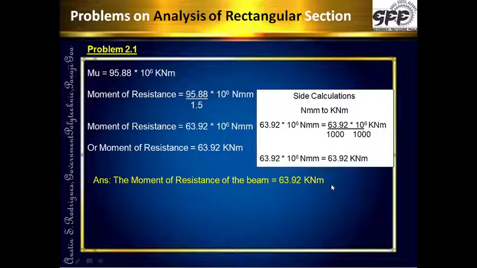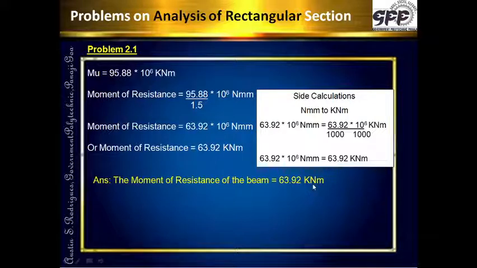The question which can be asked is, can we not give the answer as moment of resistance of the beam equal to 63.92 into 10 raised to 6 Newton mm? Yes, we can give this answer in these units also, and it is correct, and this also is correct. This has its own significance. It is much easier to understand it this way, so that's why we always convert the moment in terms of kilonewton meter. Though in the calculations we will be getting it as Newton mm, finally we write it in kilonewton meter units.